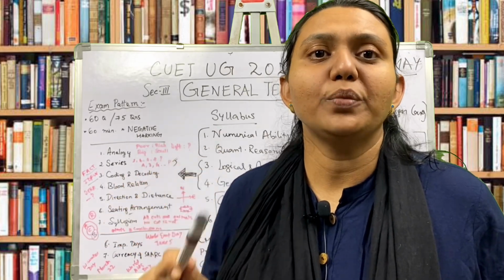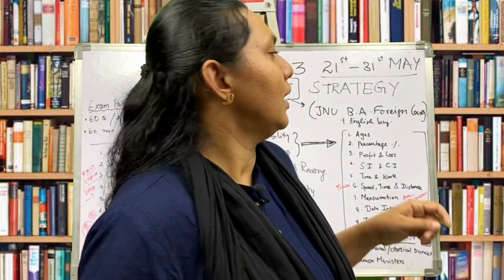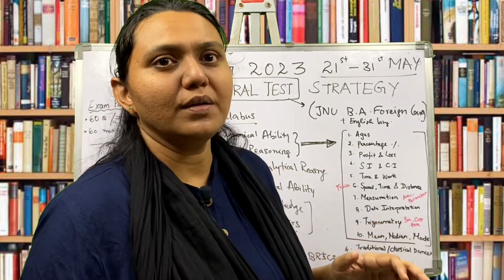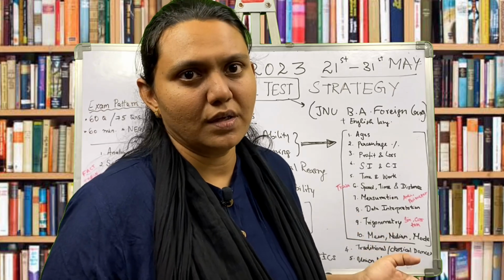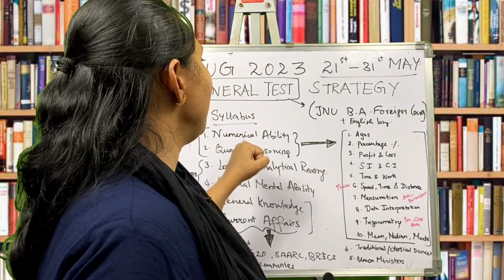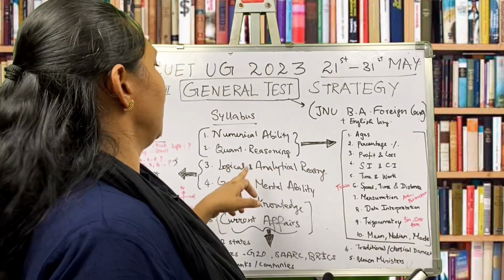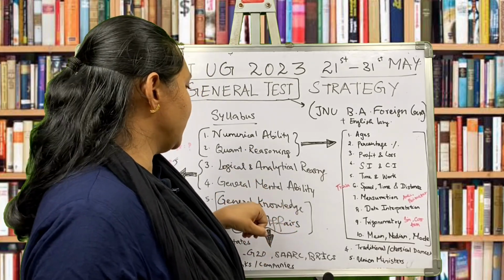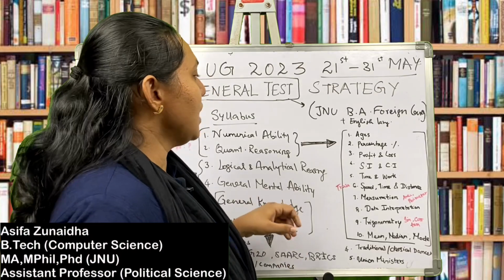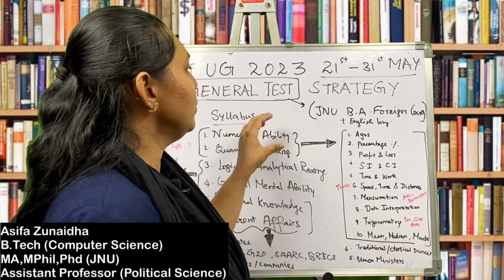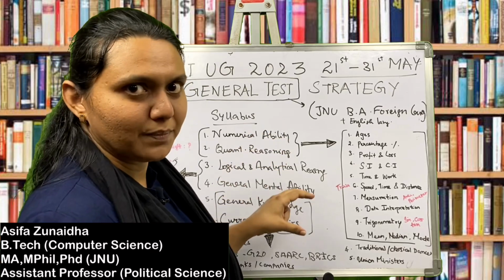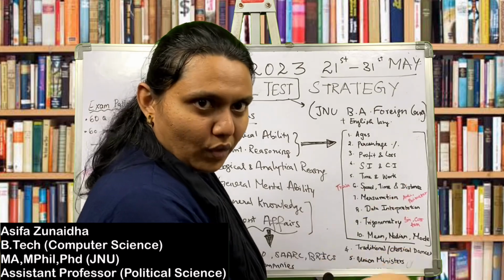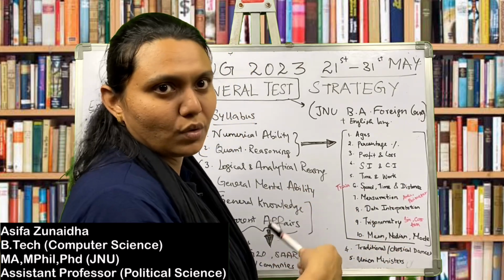Now, what should you practice? That I will tell you. First of all, let's look at the syllabus. The syllabus is quite wide and exhaustive. So let's see: numerical ability, quantitative reasoning, logical and analytical reasoning, general mental ability, general knowledge and current affairs. I have combined these into two themes each. First and second, we will look at what topics we have to focus on, and then third and fourth, and fifth and sixth, and so on.